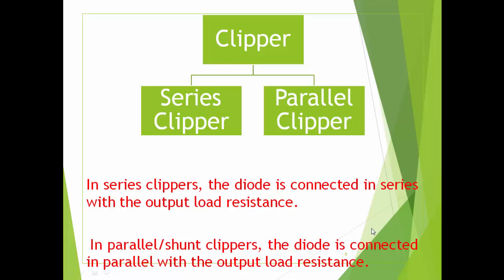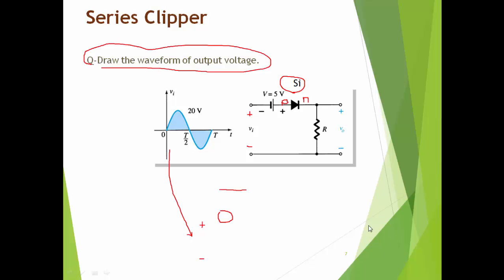Today we will discuss series clipper circuit. Check this circuit. In this circuit, diode is in series with the load. That's why we are saying this circuit is series clipper circuit. In all such type of circuits, we have to draw the output waveform that is received at this output port. At input port, we are applying the sinusoidal voltage as shown in the figure.